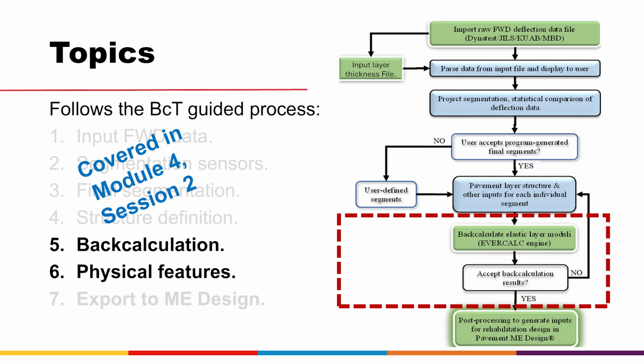Referring back to the flowchart included in Session 1, which introduced the guided process for back calculation using the BcT, the previous session focused on the first 4 steps. So, Session 3 focuses on and overviews the next 2 steps in the guided process, Step 5 on back calculation and Step 6 on the physical features. In terms of the flowchart, this includes the back-calculated elastic layer modulus and other outcomes from the program and answering the question, are the results acceptable?